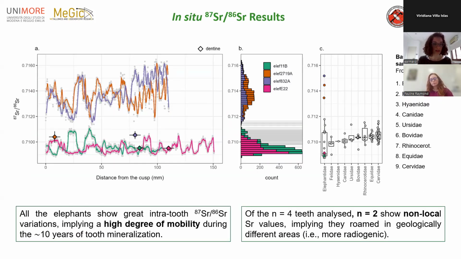Oh, and also, the diamonds are the dentin measurements, and as you see, all the dentin samples are compatible with the local strontium values. Which means that we were measuring the biogenic signal overall, and possibly some biogenic strontium was still present in dentin, because the orange and purple diamonds, which belong to the most radiogenic individuals, have higher values compared to the other two.